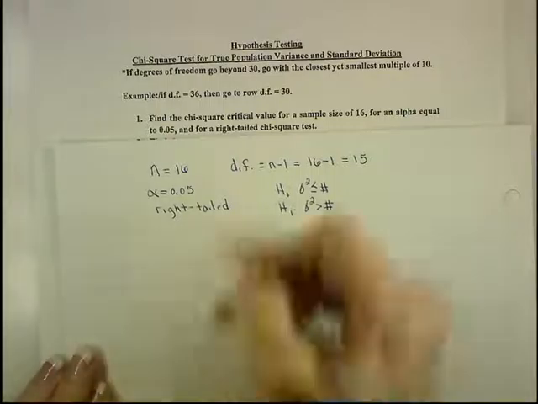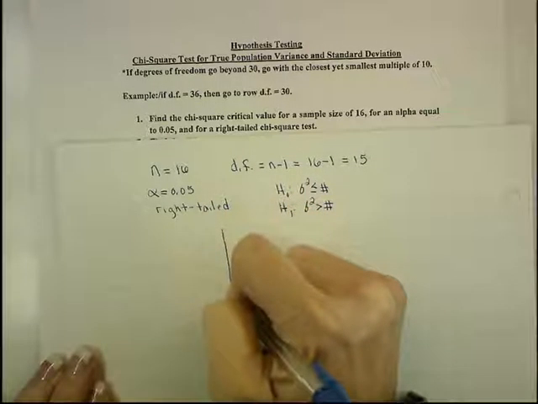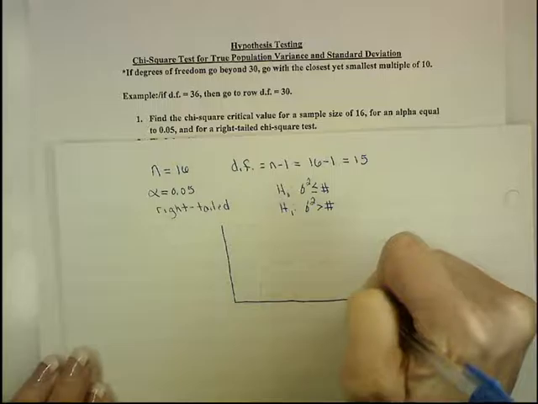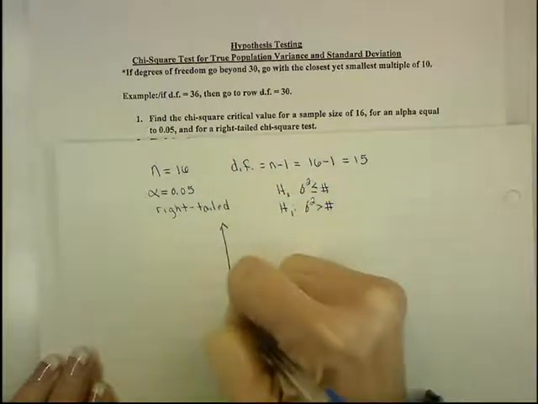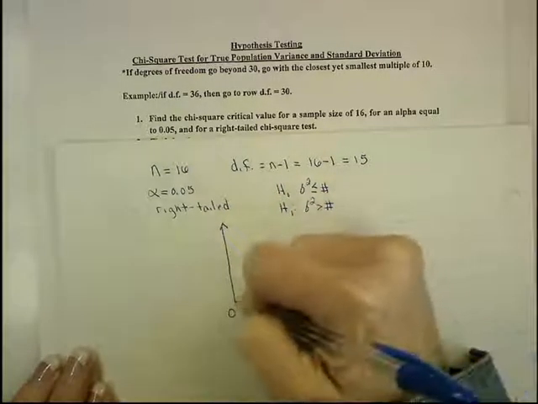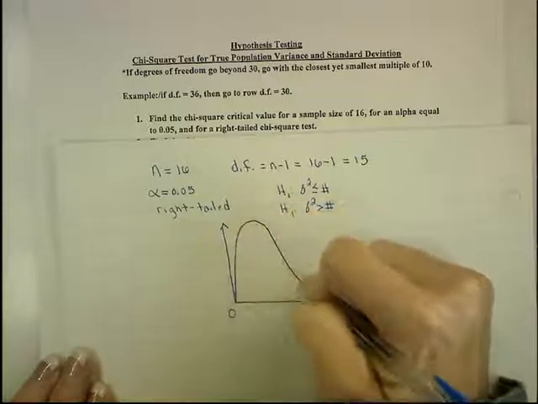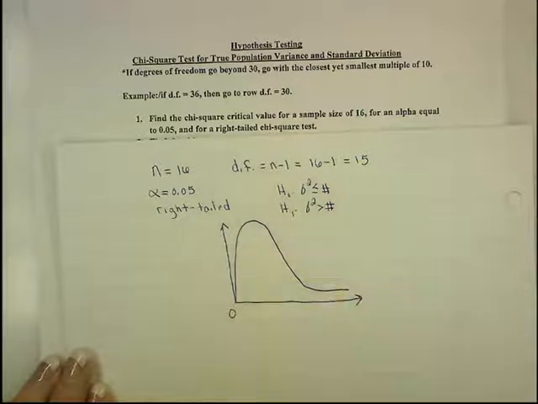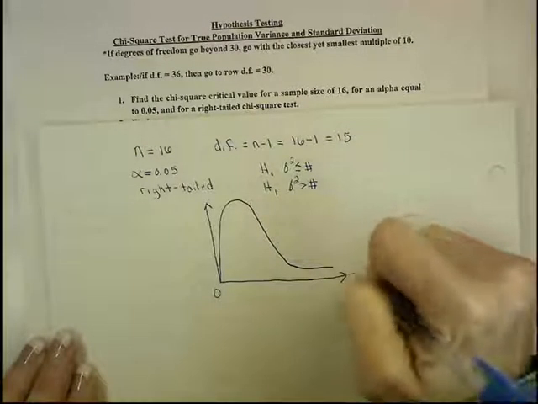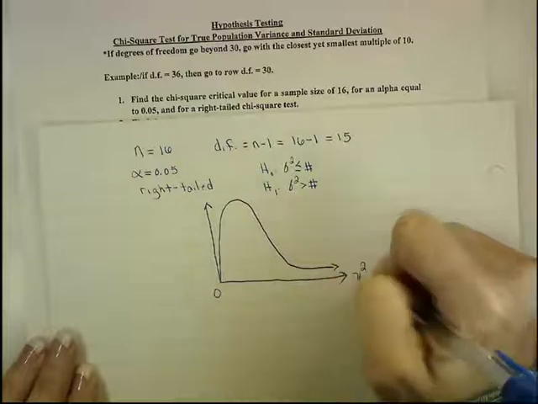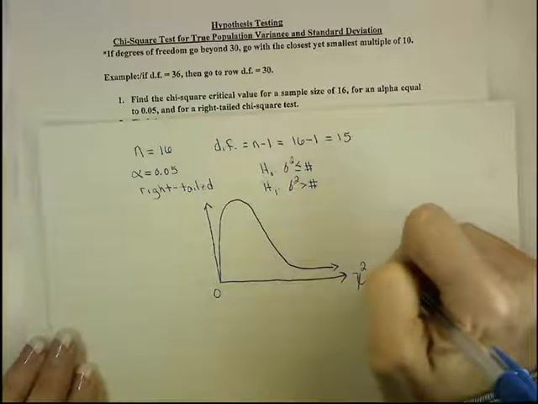What you have to do is go back to your chi-square distribution and remember its properties from Chapter 7. And remember, they start at 0, and these distributions are positively skewed. And this is the chi-square axis, and it runs out to positive infinity.